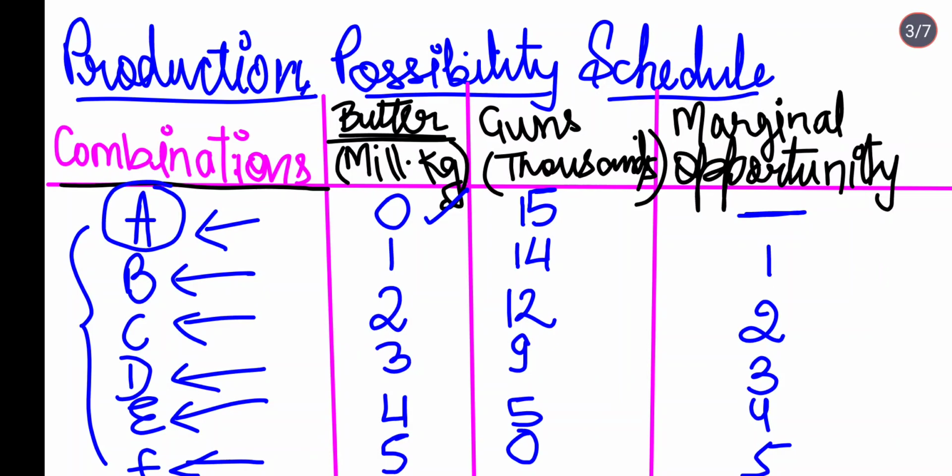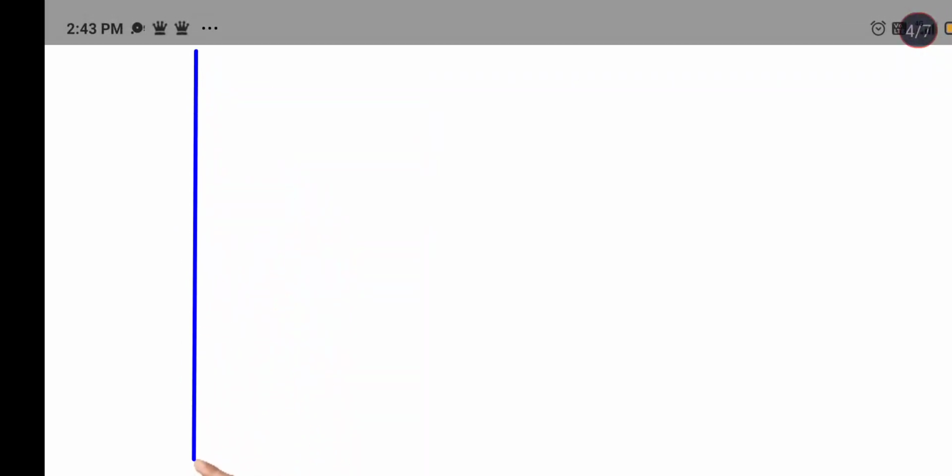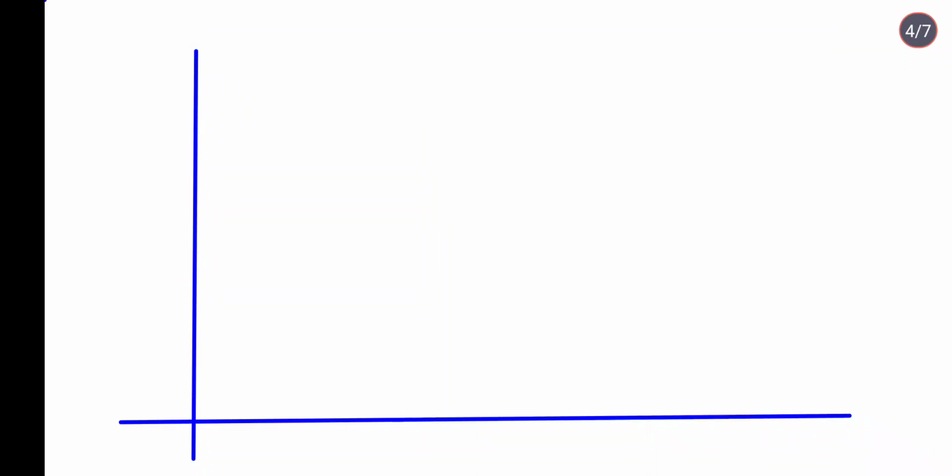Now the alternative production possibility that we are going to be showing through the diagram is that the quantity of butter produced is measured along the horizontal axis and the quantity of guns along the vertical axis. So without wasting further time, let's dive into this graph, and then we will be concluding with PPC. Now see how we are going to be making the schedule. So this is our x axis, then this is our y axis, and here we have the origin.